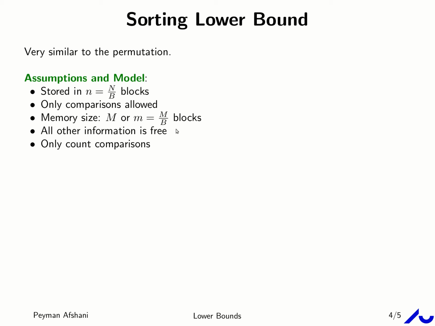The important part is that all the other information is free. And finally, to be able to compare the elements, they have to be inside the main memory. The number of comparisons that you do, again, we're not counting. We're only counting the number of IOs you do. This in particular means that you can compare all the elements inside the internal memory for free.